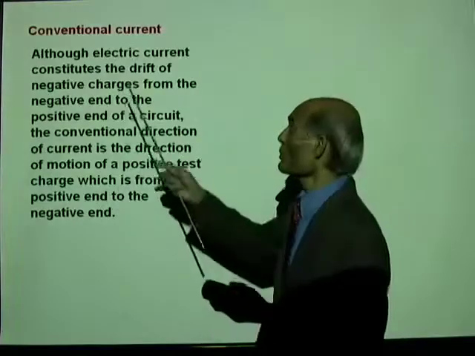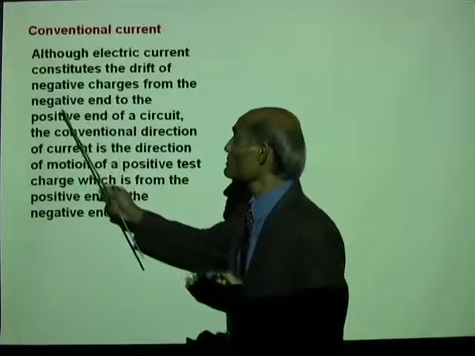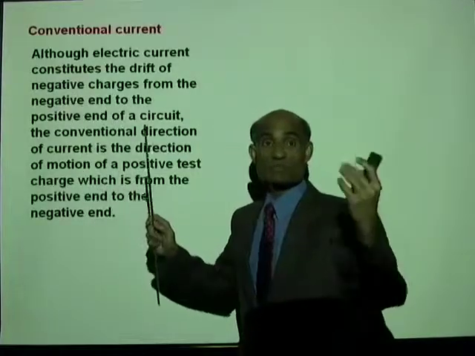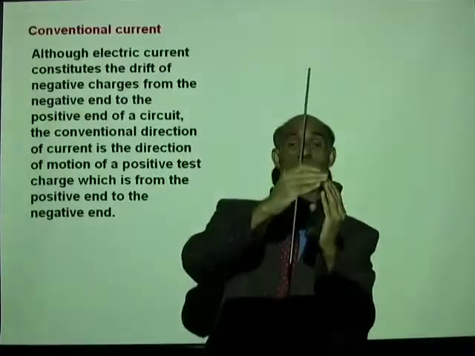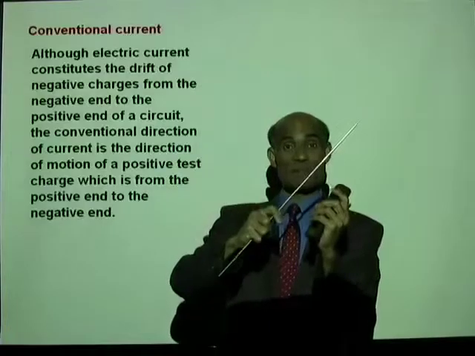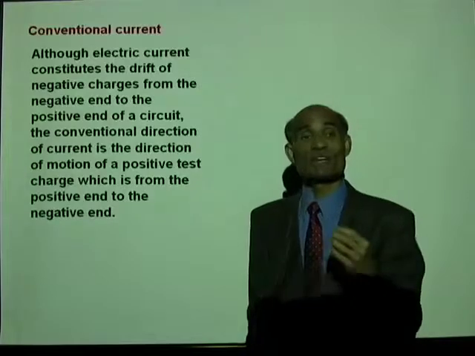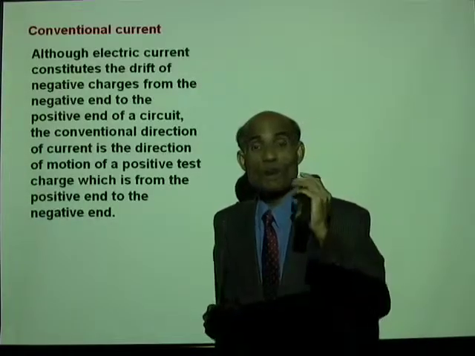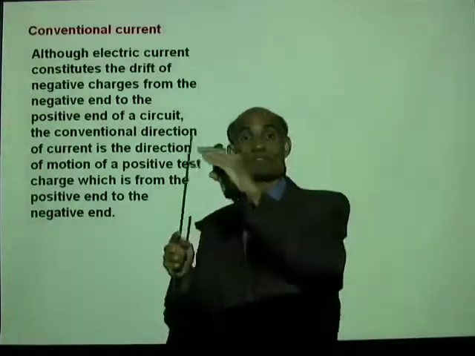The positive test charge actually does not move. It is the negative charges that actually move. But for a conventional current, although electric current constitutes the drift of negative charges from the negative end to the positive end of a circuit, from the negative electrode to the positive electrode of a cell, the conventional direction of current is the direction of motion of the positive test charge, which is from the positive end to the negative end.